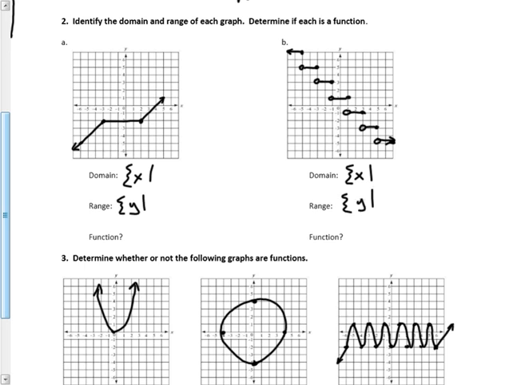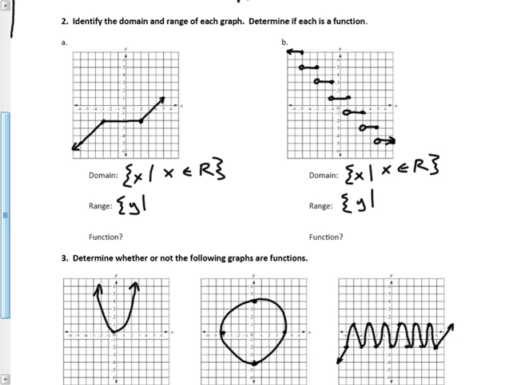Let's take a look at the domain. So for part A, this goes forever left and forever right. So we're going to say x belongs to the real numbers, or it's all real numbers. On the second one, if I follow this along, it's got a bunch of jumps in it, but ultimately it's connected the whole time. There's open circles and closed circles, but there's always a closed circle where there's an open circle. So this actually is that x belongs to the real numbers also.